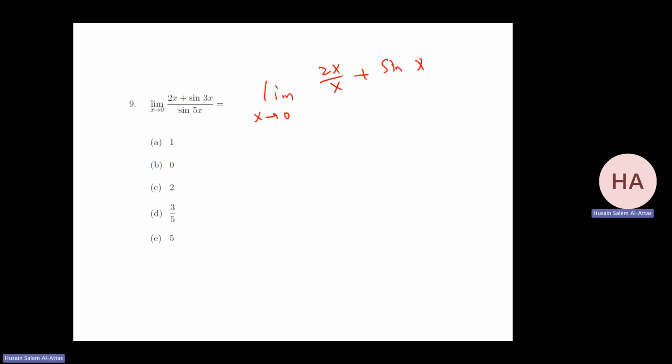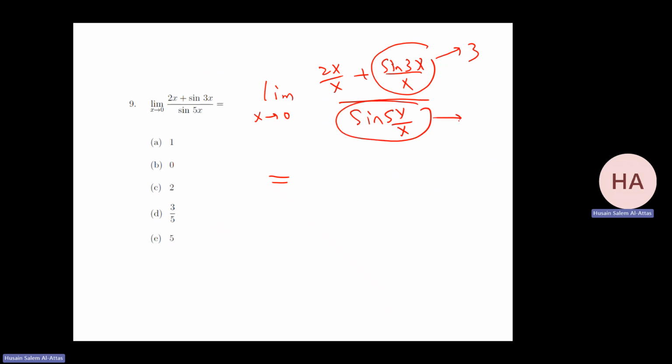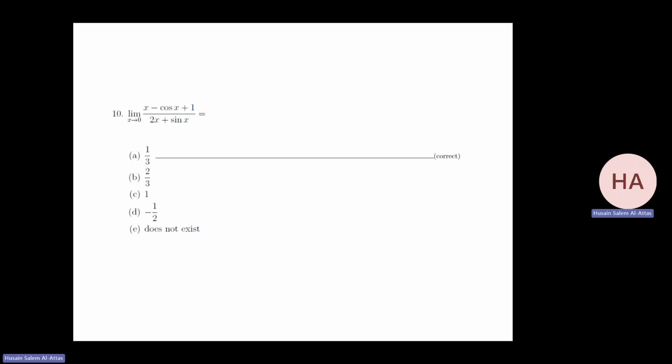3x over x. Yeah. So that will be what? This goes to 3. This goes to 5. And this is 2. So you have 2 plus 3 over 5. And the answer is 1.